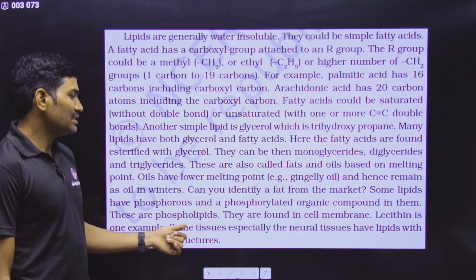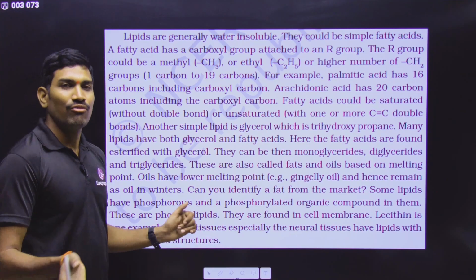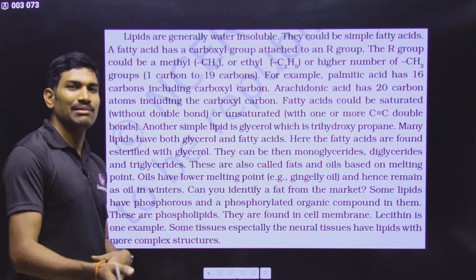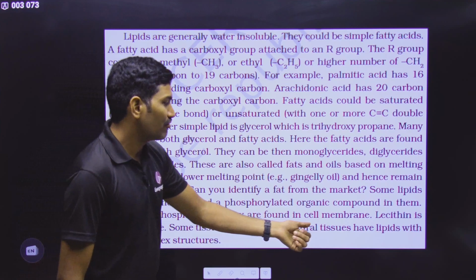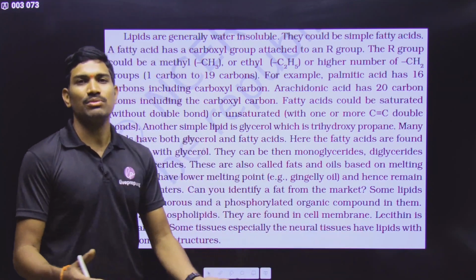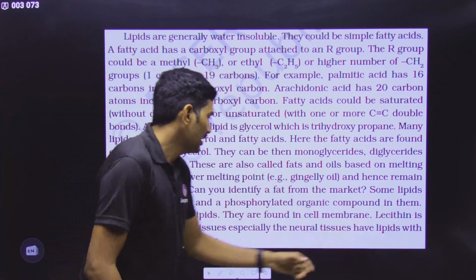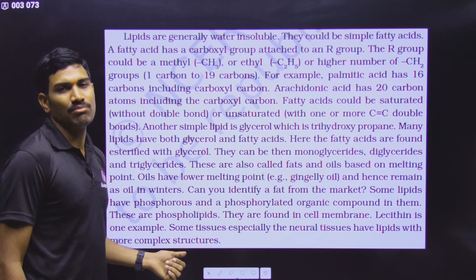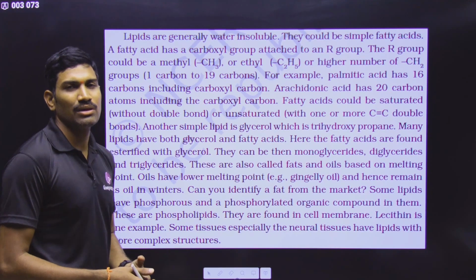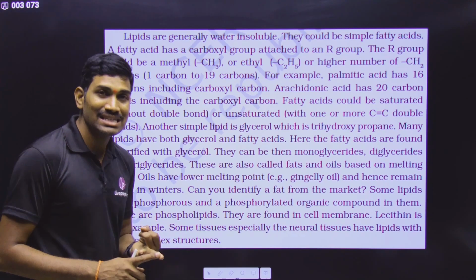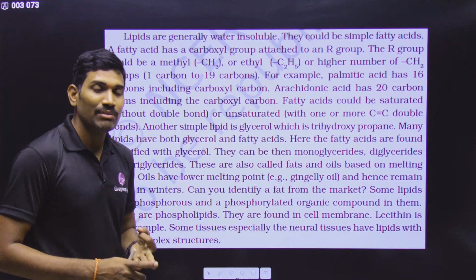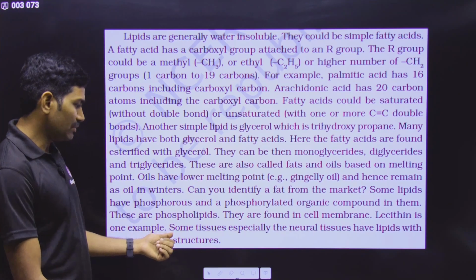Next one, these are called phospholipids. Phosphate group containing lipids, that's why phospholipids. They are found in the cell membranes. Generally phospholipids are seen in the cell membranes. Lecithin is one such example. Phosphatidyl choline, phosphatidyl serine, phosphatidyl ethanolamine, likewise many types of phospholipids are present.